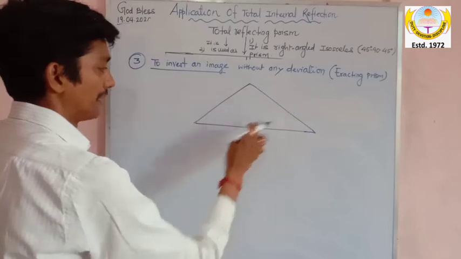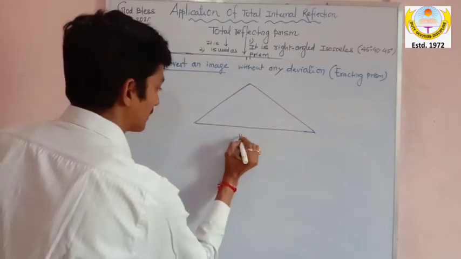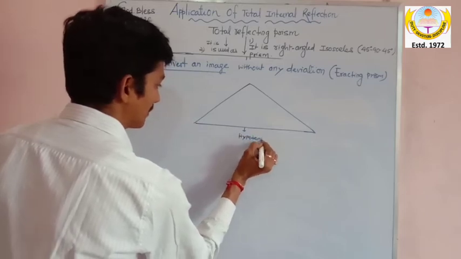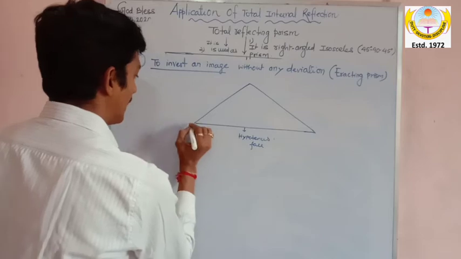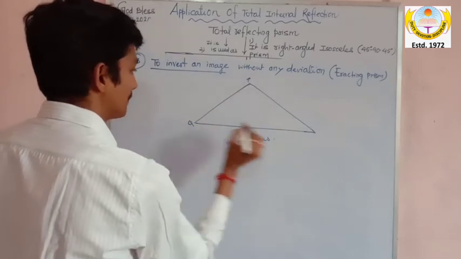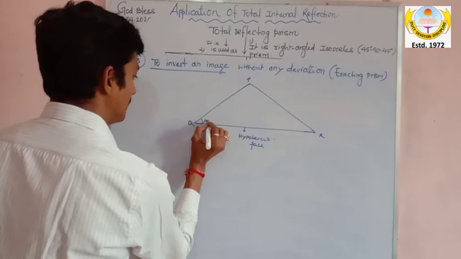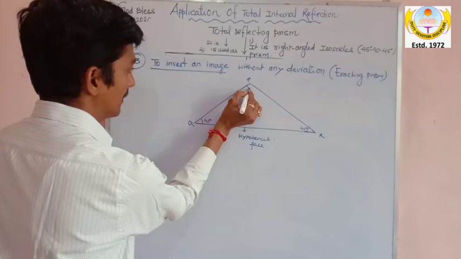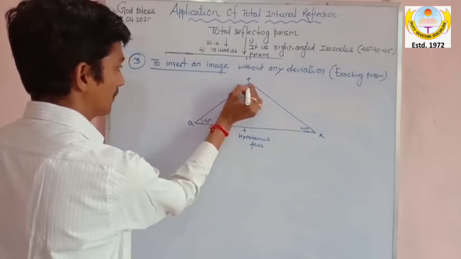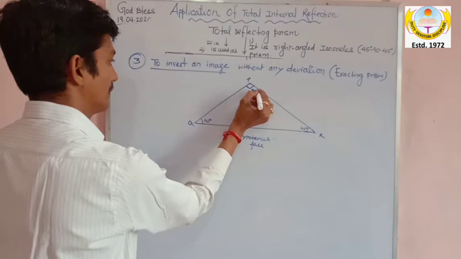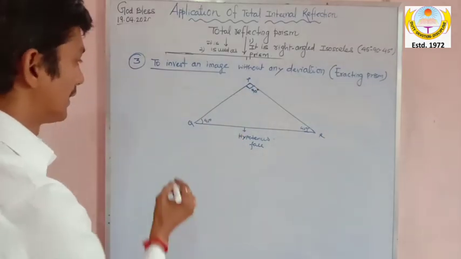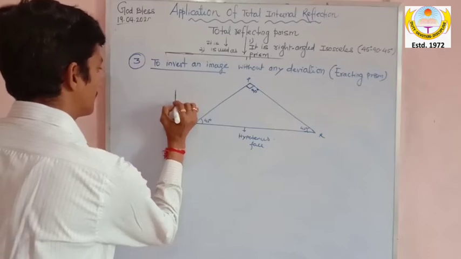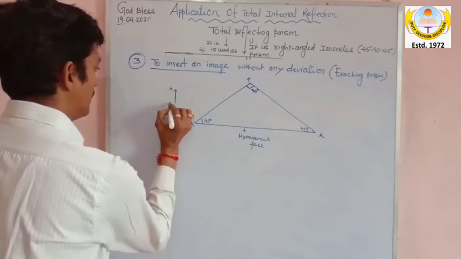You can see the shorter face and you can see the hypotenuse face. So here this is your hypotenuse face, and I am writing here PQR. Here it is 45 degrees, here it is 45 degrees, and here, my dear, it is 90 degrees. Now my dear, in this question, what will happen? This is the object. So the name of the object is AB.